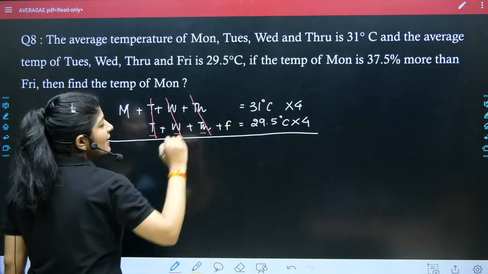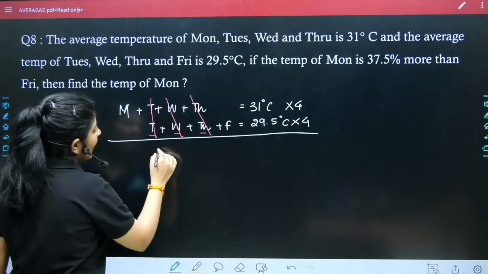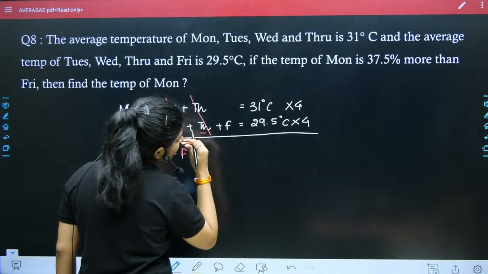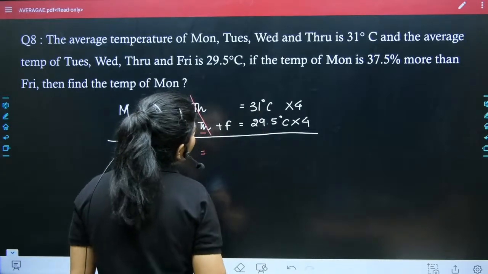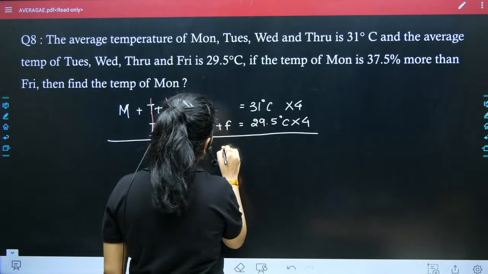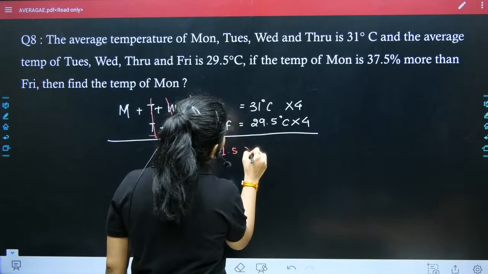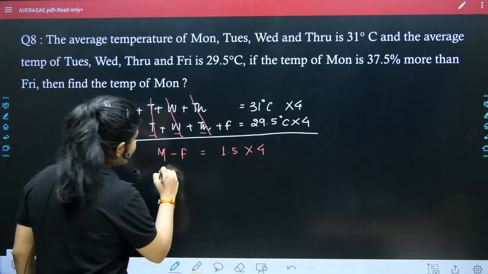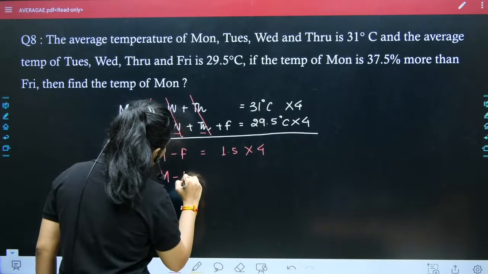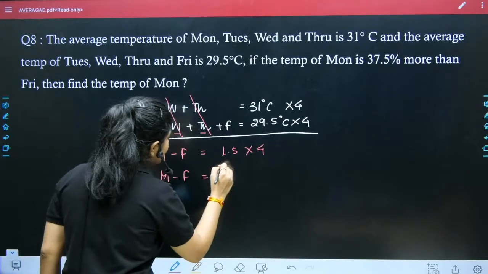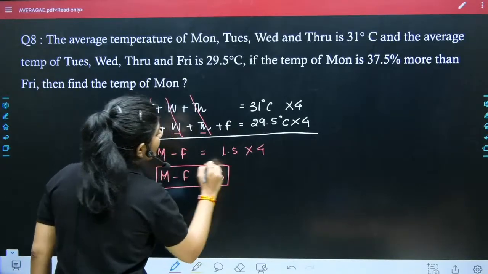All these days are eliminated with each other and we will get our answer as Monday minus Friday, that is equal to, here we get the difference of 2.5 or 1.5. 1.5 into 4. Clear? So we can say that the difference of temperature Monday to Friday is equal to 6.